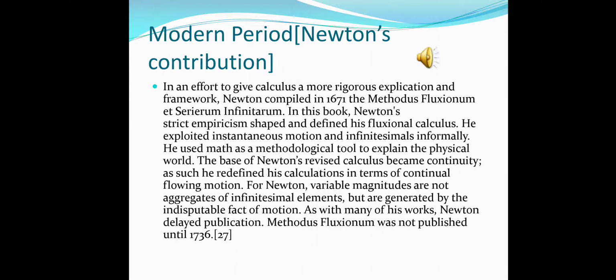He exploited instantaneous motion and infinitesimals informally. He used maths as a methodological tool to explain the physical world. The base of Newton's revised calculus became continuity. As such, he redefined his calculations in terms of continual flowing motion. For Newton, variable magnitudes are not aggregates of infinitesimal elements, but are generated by the indisputable fact of motion. As with many of his works, Newton delayed publication. Methodus Fluxionum was not published until 1736.